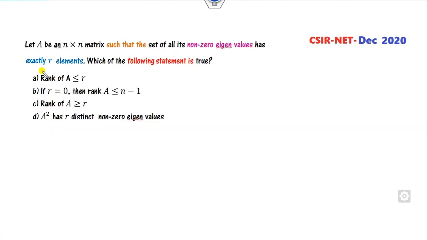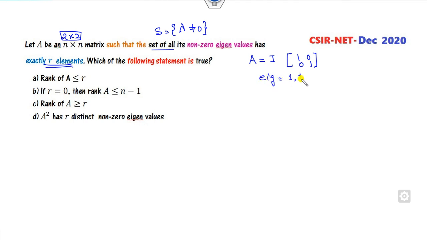Okay, which of the following is a correct statement? Again, the easiest way is to consider a 2 cross 2 matrix, such that the set of all non-zero eigenvalues. What is the meaning of that? If I write in terms of mathematics, the set of non-zero eigenvalues has exactly R values. Then which of the following is the correct statement? Very simple. A is 2 cross 2. If I consider A as the identity, 2 cross 2, fine. Then what are the eigenvalues? Eigenvalues are 1 and 1.